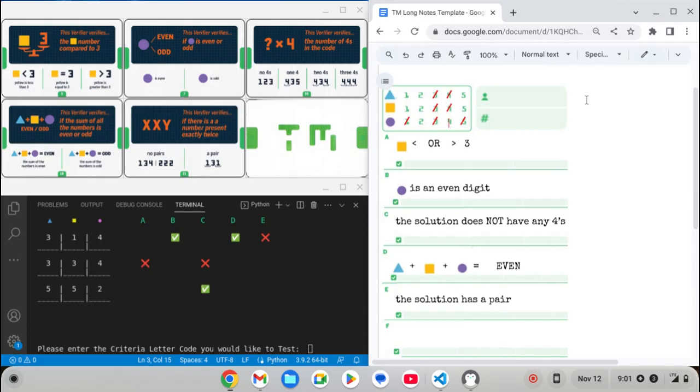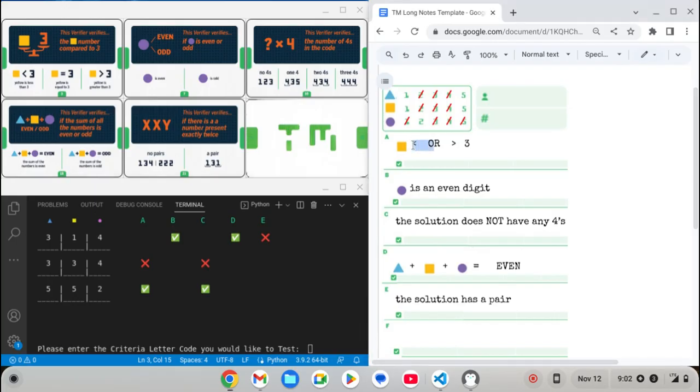And what that means is that yes, circle must be a 2. And because there is a pair, that means triangle nor square can be 2s. So we can cross those out. And so, yeah, now it turns out to be, well, is square less than or greater than 3? So let's go ahead and test A again. And yeah, it does agree. So triangle is greater than 3.